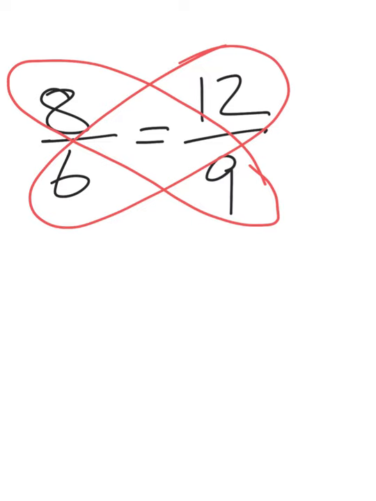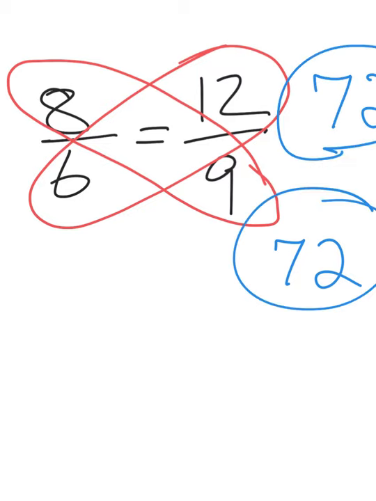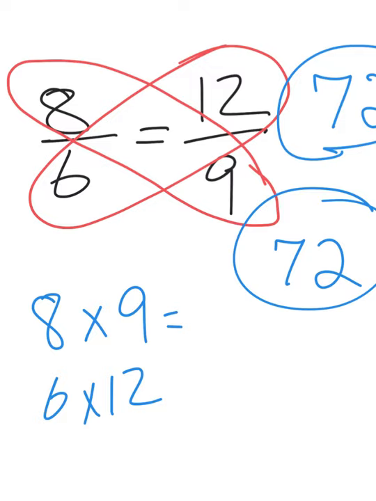8 times 9 is 72. What is 6 times 12? If you add 12 six times, 6 times 12 is also 72. So once we cross multiply, both of these answers are equivalent. Again, this is called the cross multiplying method. We did 8 times 9, and then we did 6 times 12, and they both equal 72. Let's do another one.